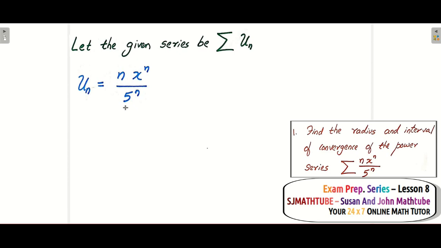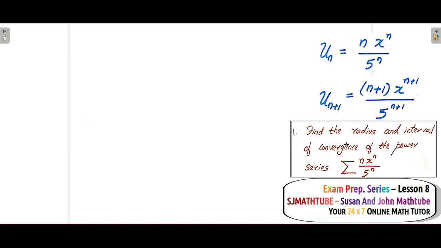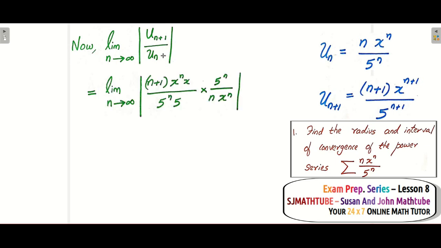One important thing: we are actually going to use D'Alembert's ratio test, but when they ask radius and interval of convergence, it's slightly different. We go for modulus of un plus 1 by un. So we have our un and un plus 1, and this is the limit. I'm warning you, don't forget this modulus. I'll repeat, don't forget the modulus.